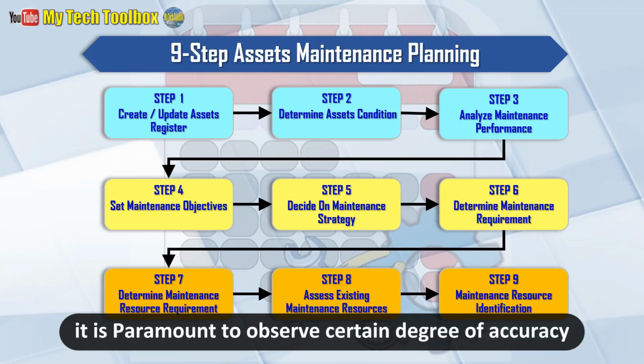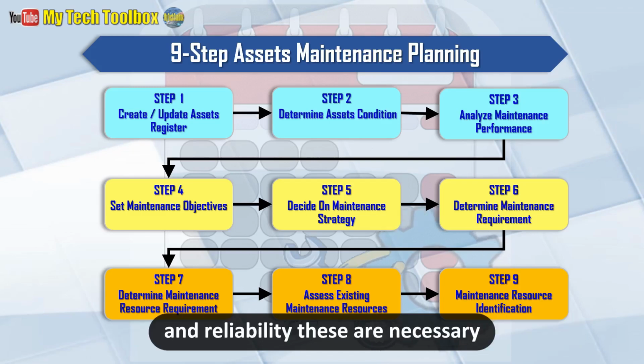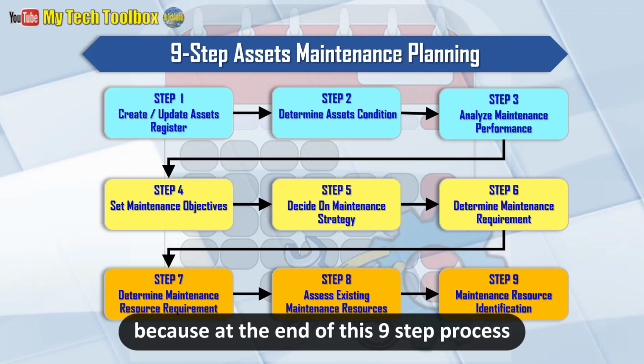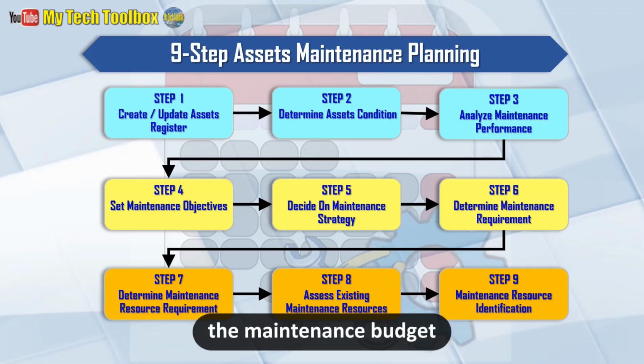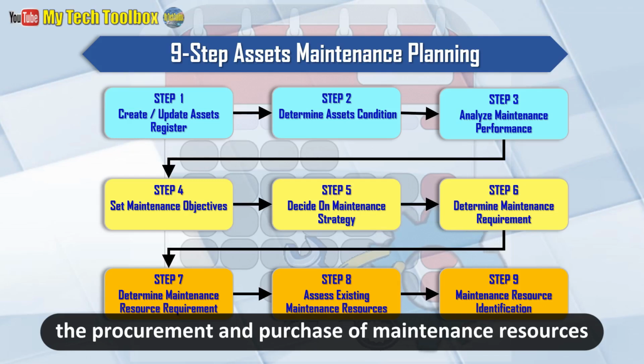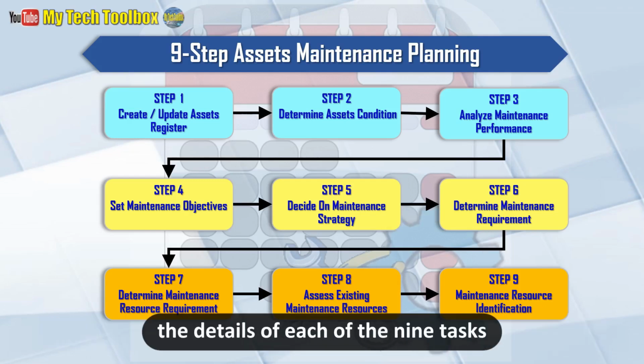It is paramount to observe a certain degree of accuracy and reliability. These are necessary because at the end of this 9-step process, data and information will be used as basis for creating the maintenance schedule, the maintenance budget, and the procurement and purchase of maintenance resources. Let us now continue to discuss the details of each of the 9 tasks.